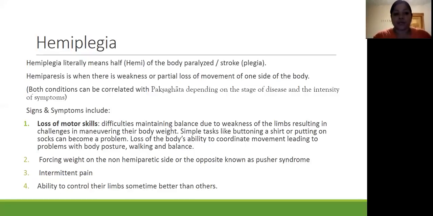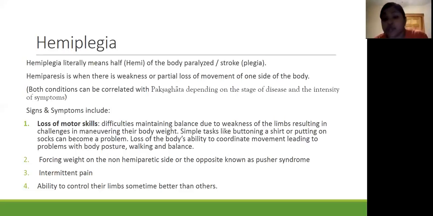So hemiparesis is also a similar condition. In plegia, it's a stroke or a paralysis where there is lack of movement completely. Whereas in hemiparesis, it's sort of like a milder version of this condition where there is weakness and partial loss of movement of one side of the body. Now, both of these conditions can be considered as pakshaghata. In Ayurveda, when we approach these conditions, in both presentations, we would consider it as pakshaghata. So whether it is partial loss of movement or complete loss of movement, that would still be considered as pakshaghata, okay? So the signs and symptoms that have been indicated for hemiplegia are the major signs and symptoms.